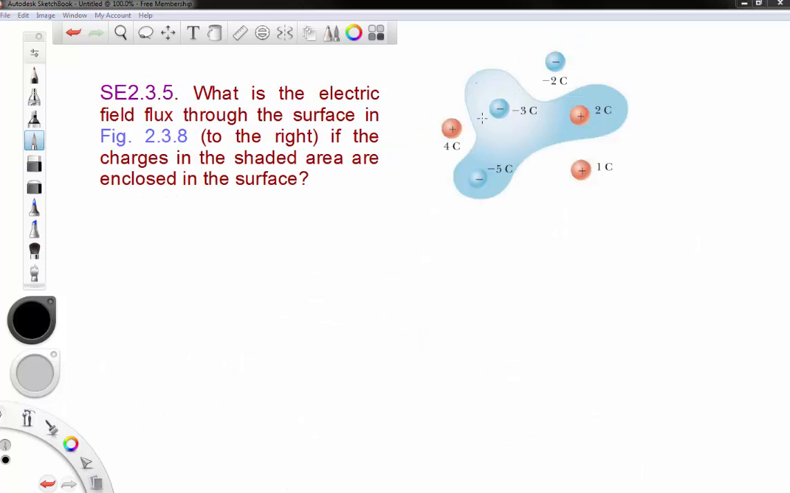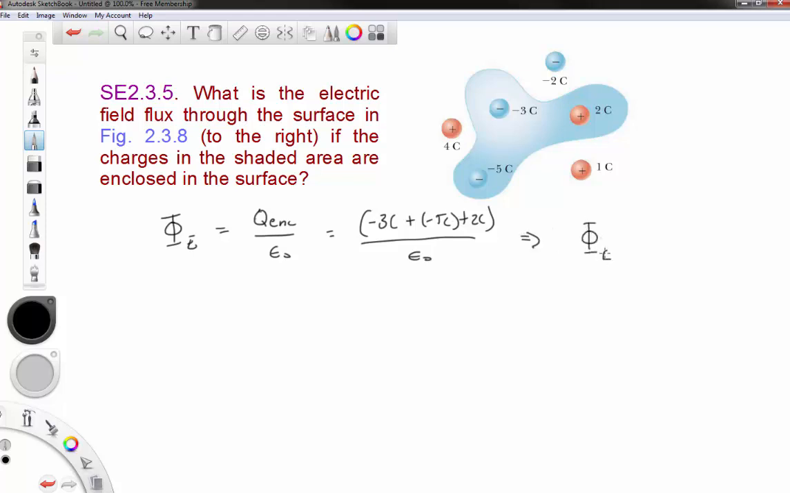Here's another quick example. We have this closed surface, and there are some charges in it, and we want to know what's the electric field flux through the shaded surface. Well, again, we can say that the total flux, which is E dot A, is whatever the enclosed charge is divided by epsilon naught. So this, therefore, is negative 3 coulombs plus negative 5 coulombs plus 2 coulombs divided by epsilon naught. And so the total electric field flux is minus 5, minus 3 is negative 8, plus 2 is negative 6, that is. So it would be negative 6 coulombs over epsilon naught.